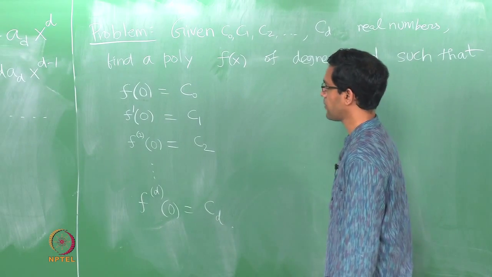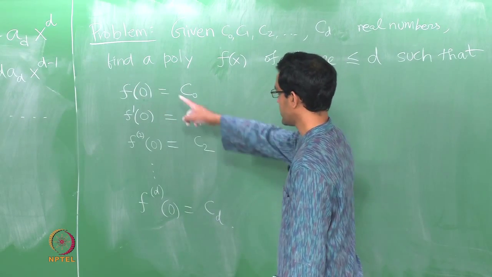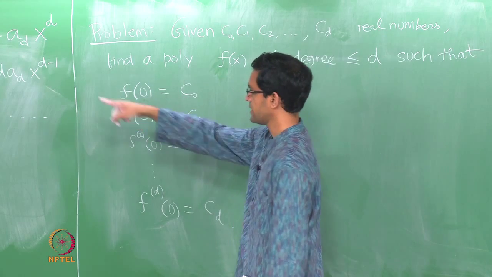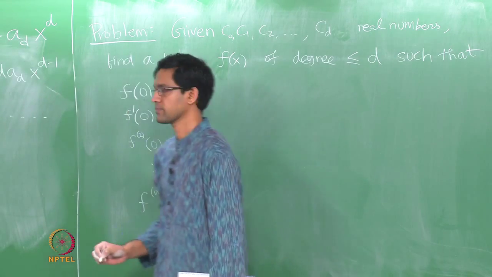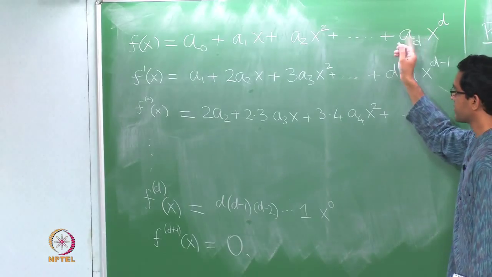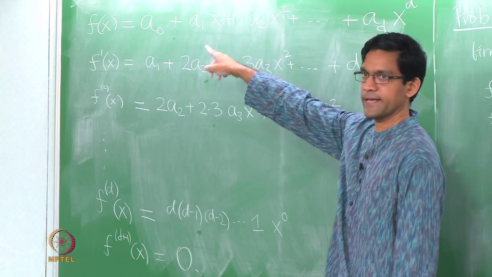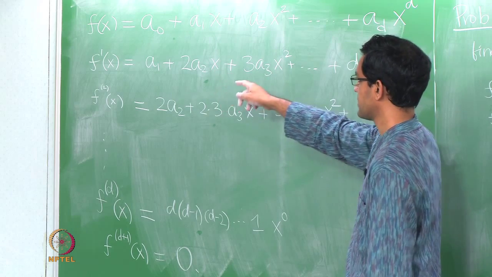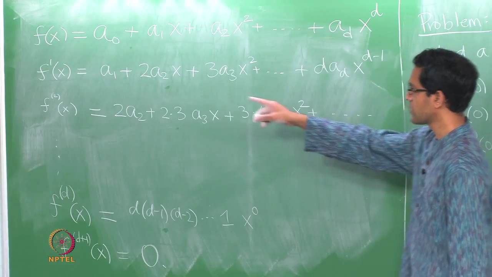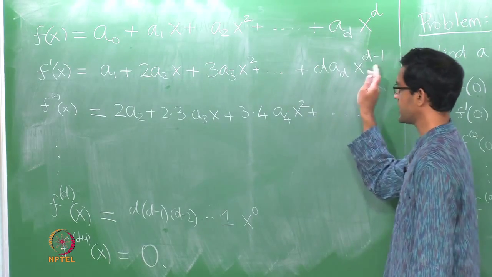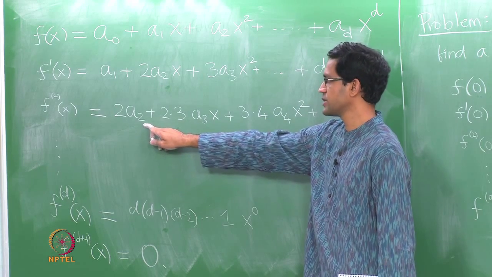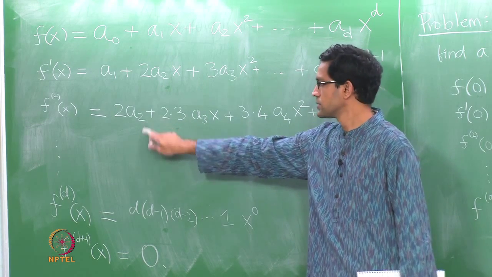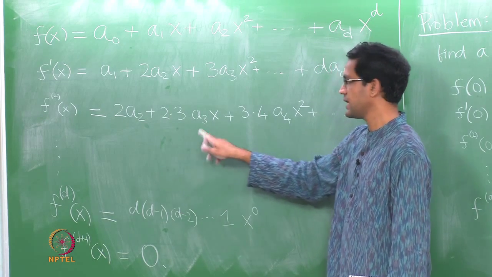Observe that more or less all the things we need are already there on the board. If you plug in x equal to 0, so if you take f of 0, then plugging in x equal to 0 will make all subsequent terms 0. So what you get is only the very first term, a0. Similarly, if you take the second line and plug in x equal to 0, all subsequent terms are 0, leaving you only with the constant a1, and the second derivative at x equal to 0 will only give you the constant 2a2. The next one will give you the constant 2 into 3a3, and so on.